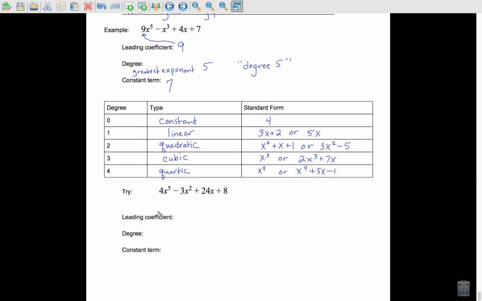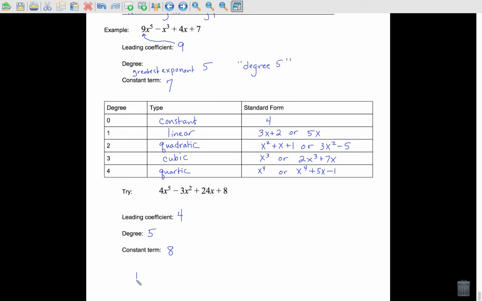Okay, so if we look at this example here, it says 4x to the fifth minus 3x squared plus 24x plus 8. Okay, so see if you can write down the leading coefficient, the degree, and the constant term. If you want to pause it, you can. Okay, so our leading coefficient is the coefficient on the leading term here. This is a degree 5, and it has constant term 8.